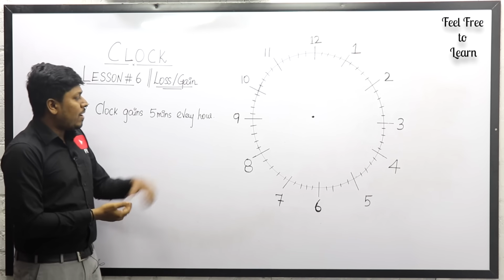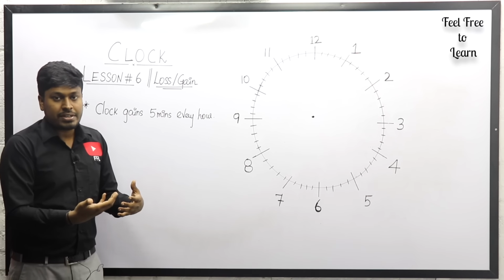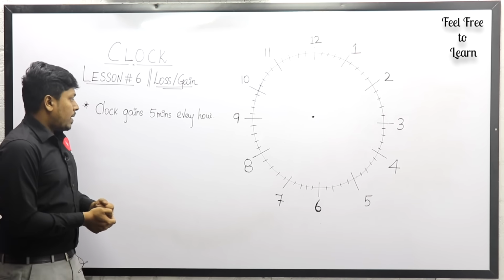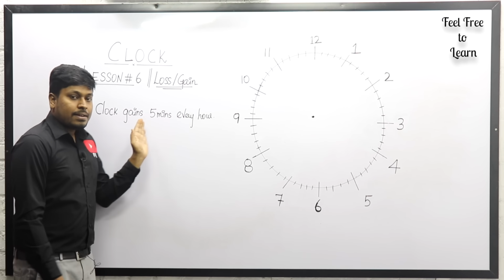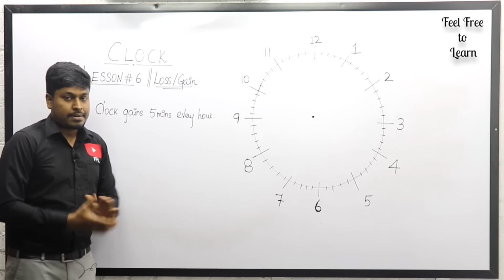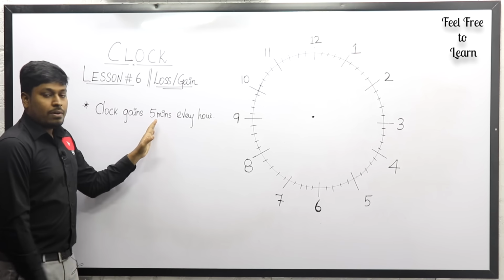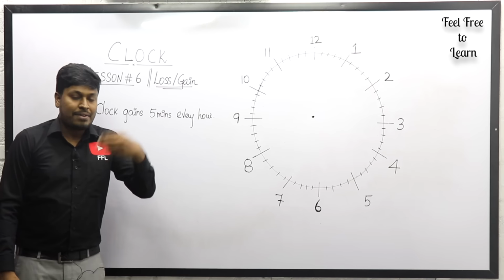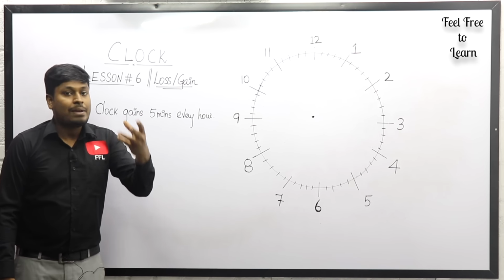But a few points are most important before solving a question. So let me learn all the few points, right? So point number 1, clock gains 5 minutes in every hour. So you know what the meaning of it is? The clock is gaining 5 minutes in every hour. So every hour the clock is gaining 5 minutes.